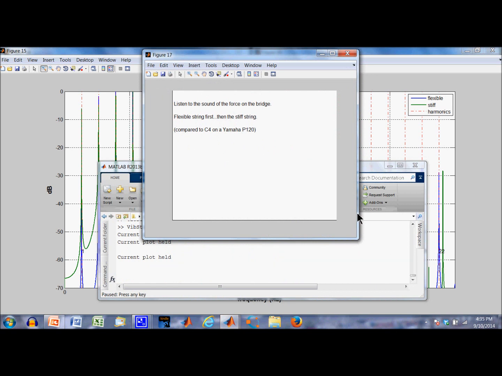That's the sound of the flexible string. That's the sound of the stiff. There's no real difference. And that's the sound of the C4 on the Yamaha 120.